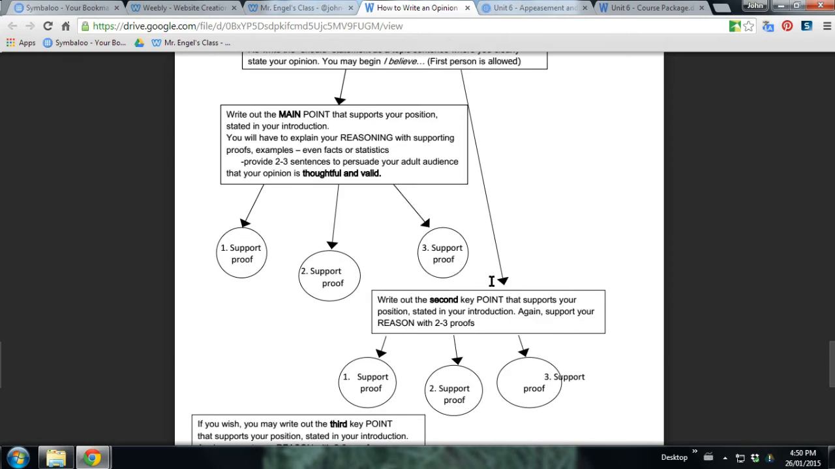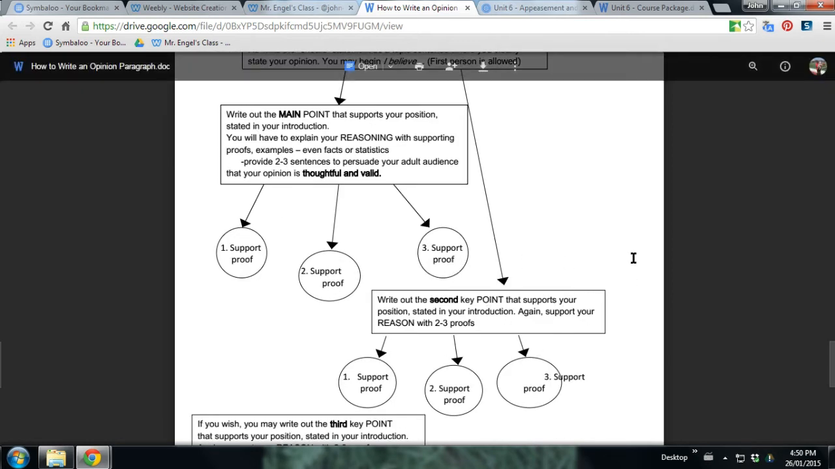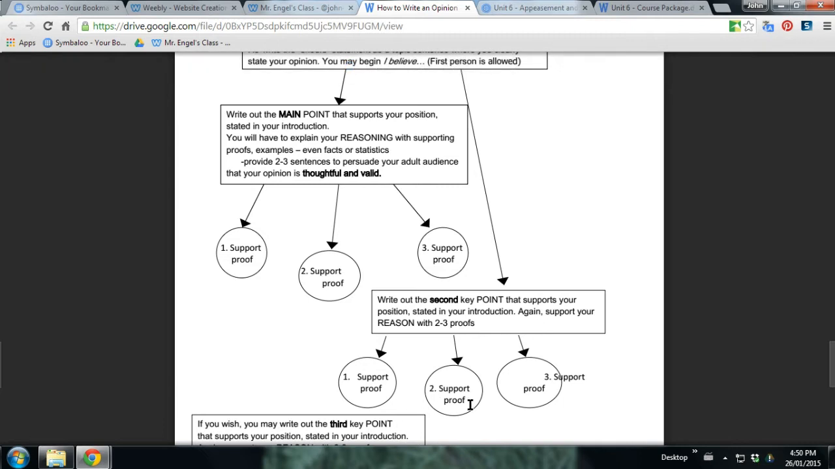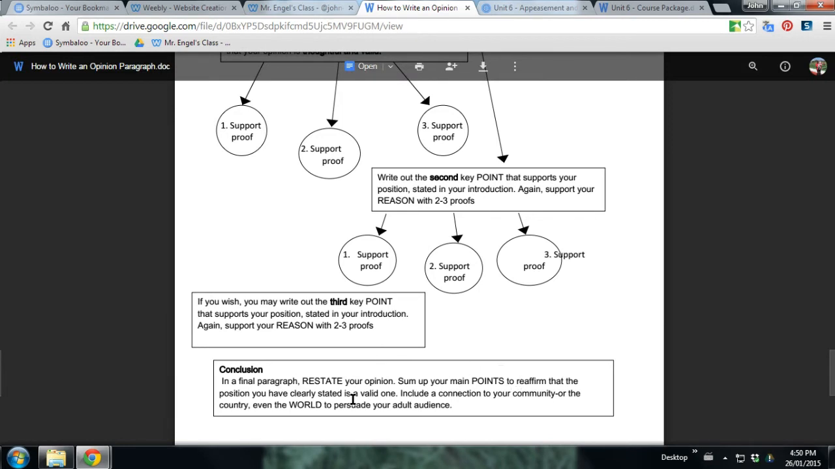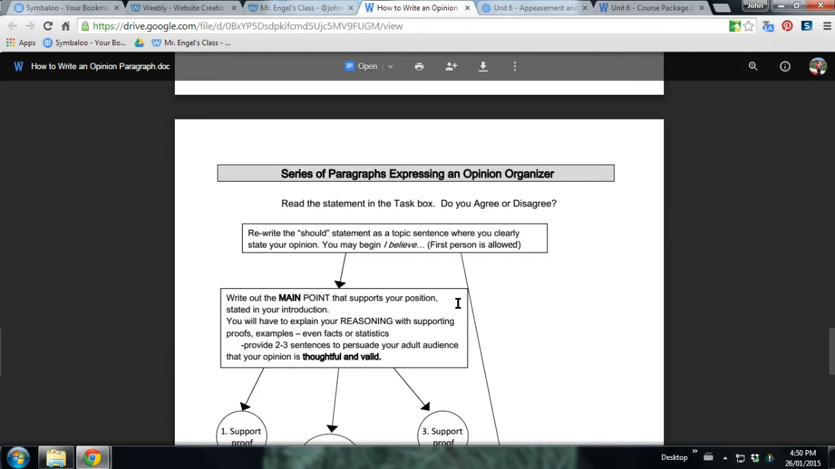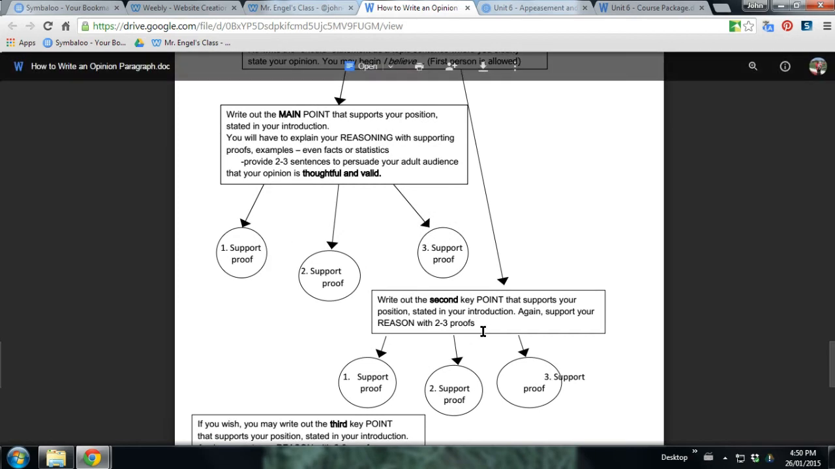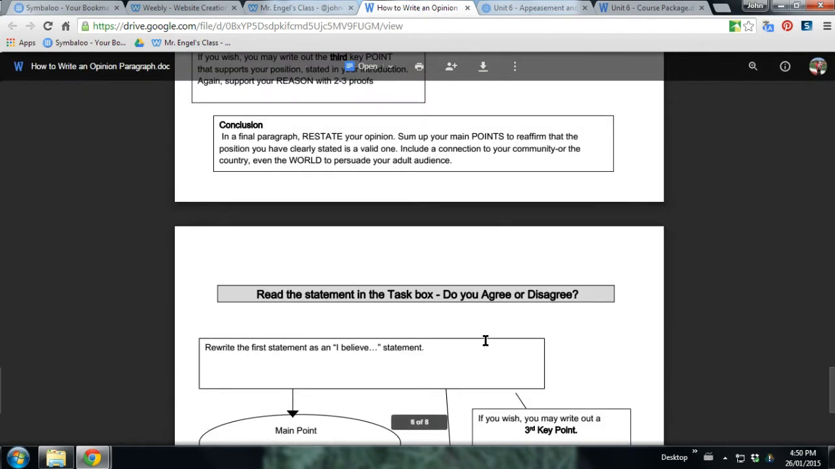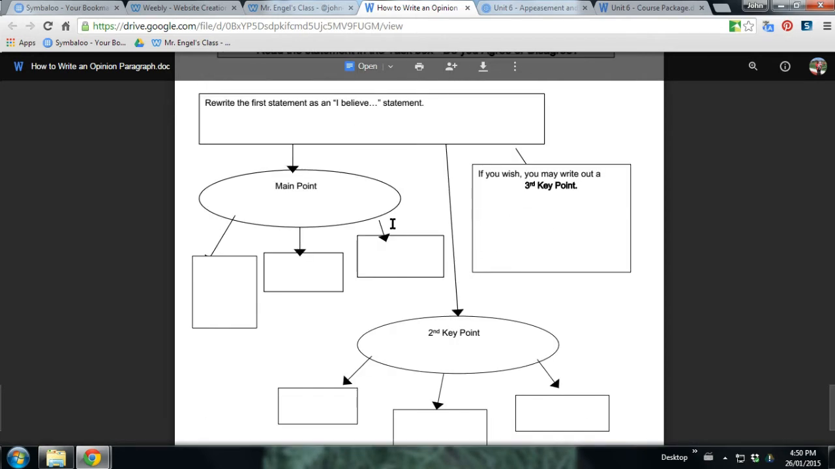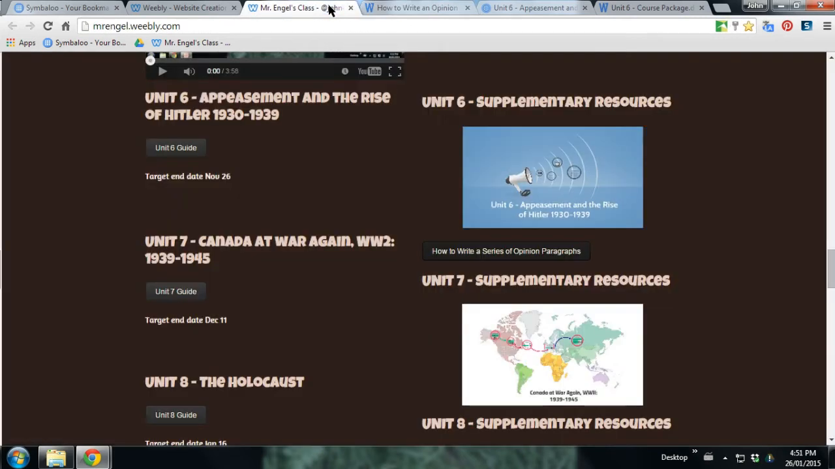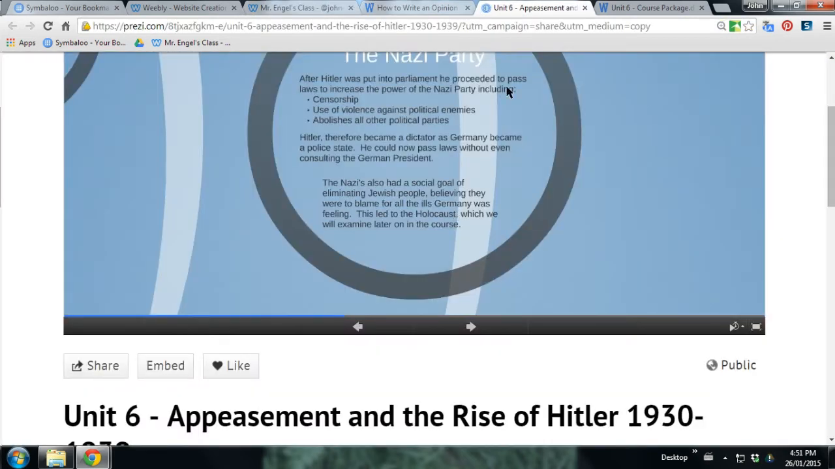You will have a third paragraph, which isn't showing here, but you need 3 with 1, 2, 3 support sentences. And then you will have your conclusion paragraph, which is 1 to 2 sentences. Restate your opinion. So if you just want to use this as an outline, that's basically all you need to write that series of opinion paragraphs. This is another version of the same thing, but again, you're going to need 3 of these, not just 2. All right, so that tells you how to do assignment number 2.